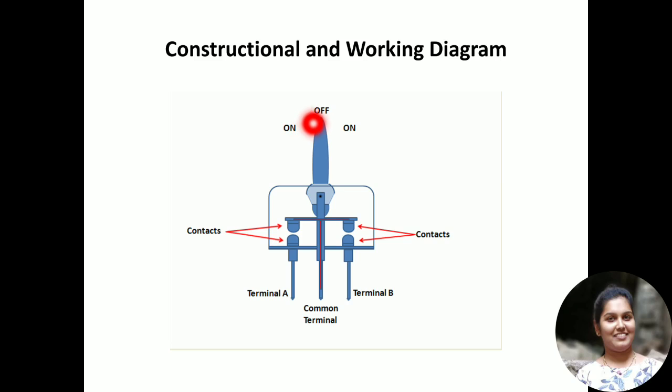Okay, in the next case, if we move the handle of the toggle switch towards the right side, that is this side, the contacts near the terminal B will touch each other, making current flow in the circuit we connect between the terminal B and the common terminal, such that the circuit near the terminal B will be activated and the current will be flowing, and whatever load is connected, the load will be in action.